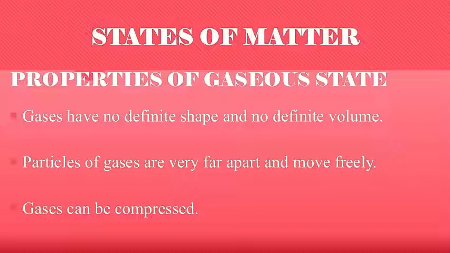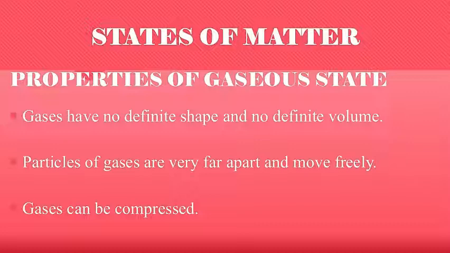So properties of the gaseous state of matter. The first property, gases have no definite shape and no definite volume. So they don't have a defined shape, neither do they have a defined volume. Like if you take a balloon, blow in some air there, the balloon blows up, becomes bigger in size, and it takes a particular shape. The shape of the air becomes the shape of the balloon.